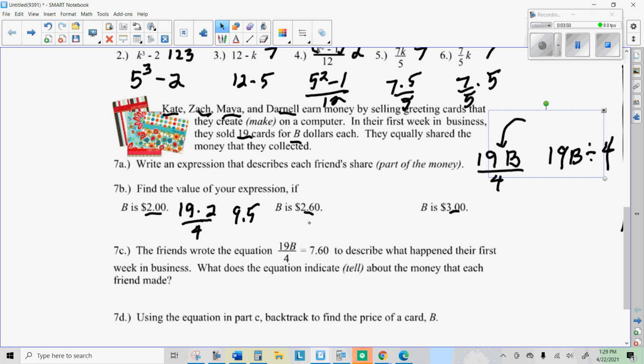Yeah, $9.50 per card. Go ahead, you two do the other two there.